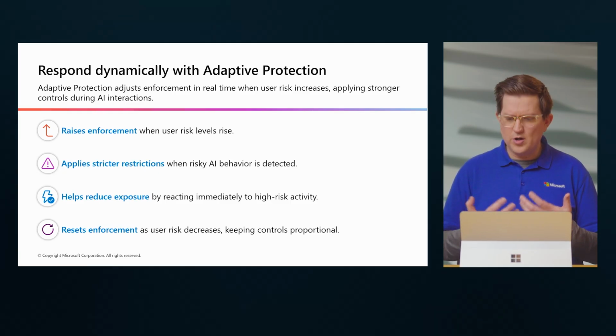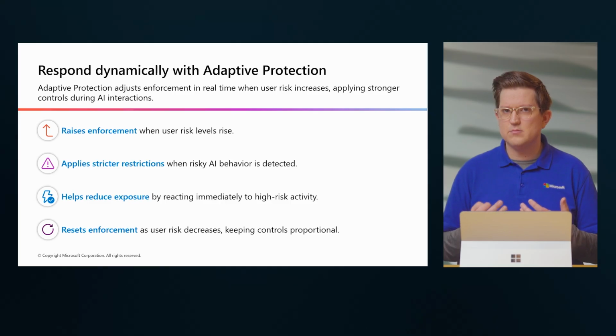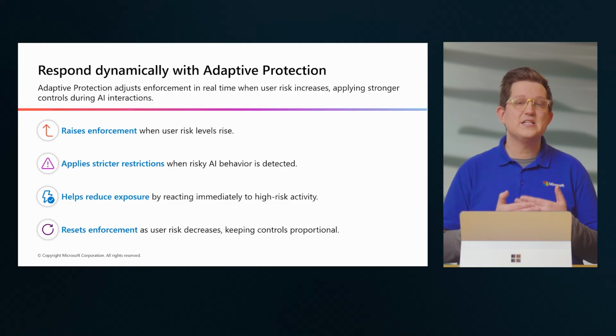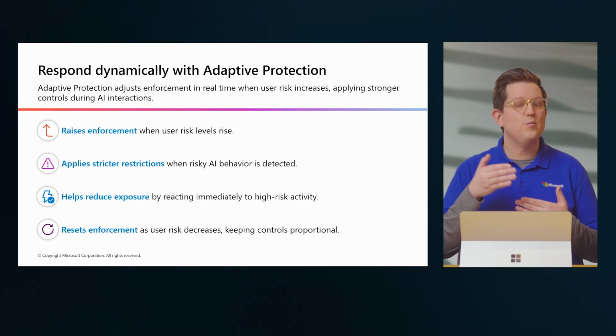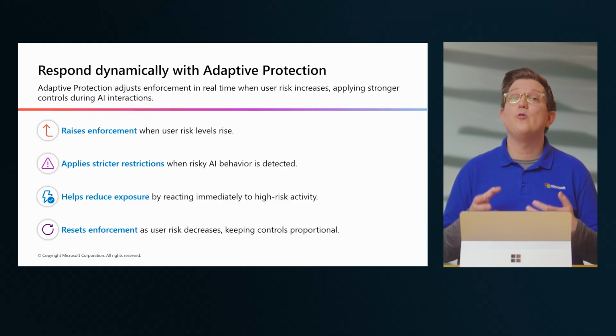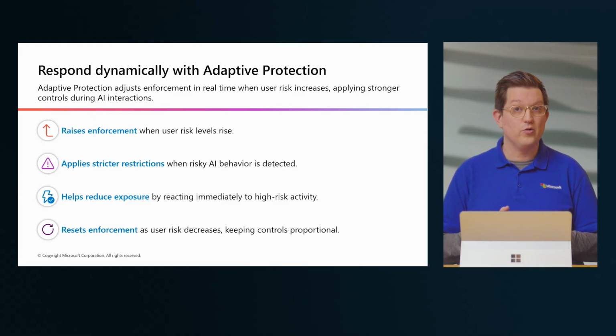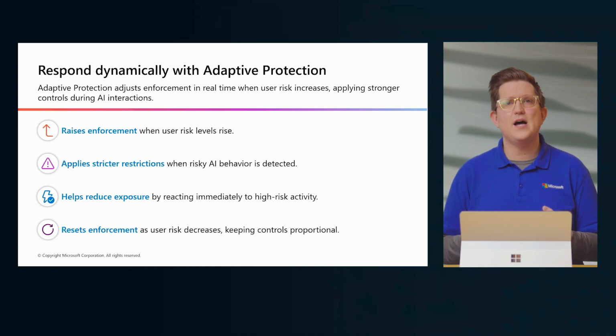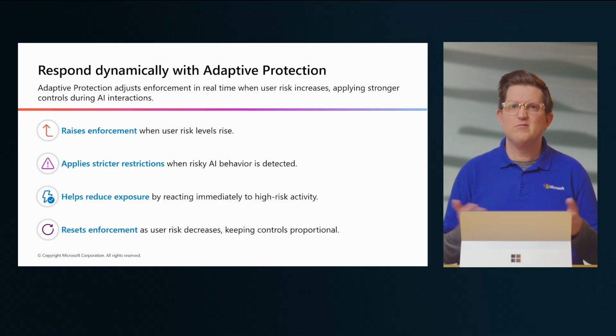Think about it. When you're working with an AI system, it is typically a back and forth, back and forth. So what happens if one activity elevates the risk and we want to stop the next piece of the conversation? Using adaptive protection, we can perform these sorts of real-time controls, preventing users as they elevate the risk from copying data in or preventing them from taking further actions that may result in potential harm to the organization.